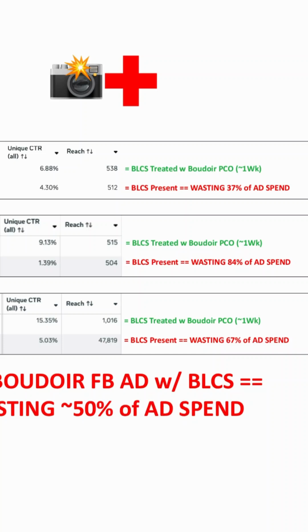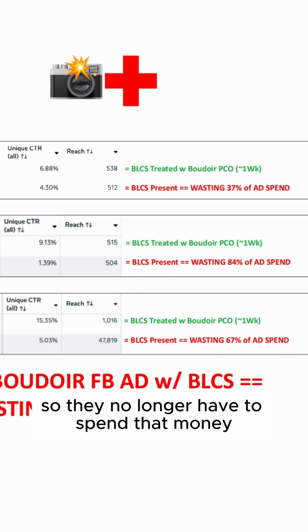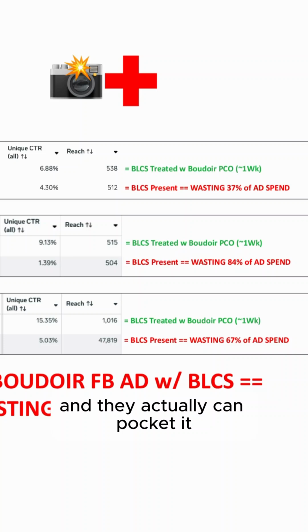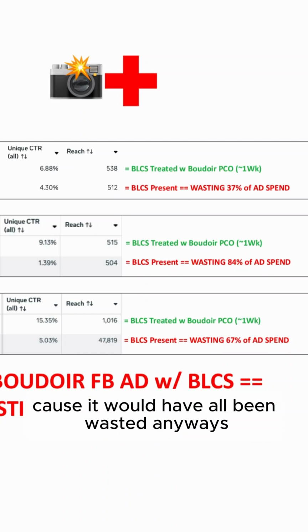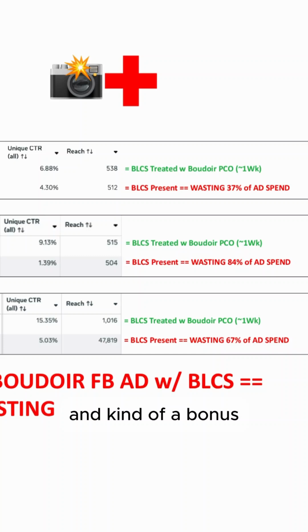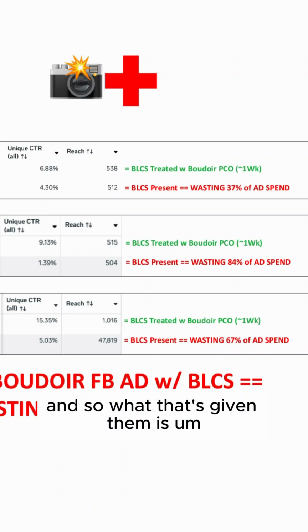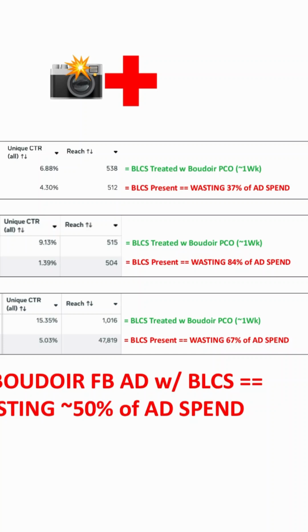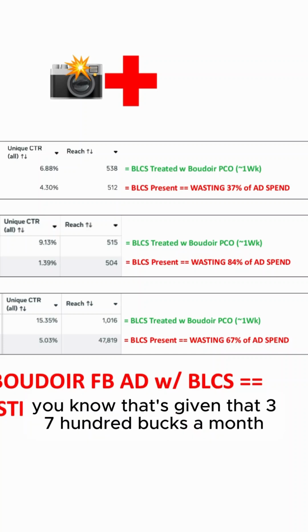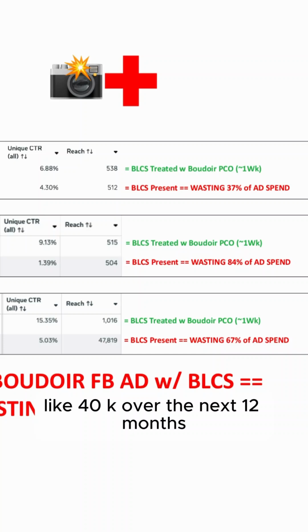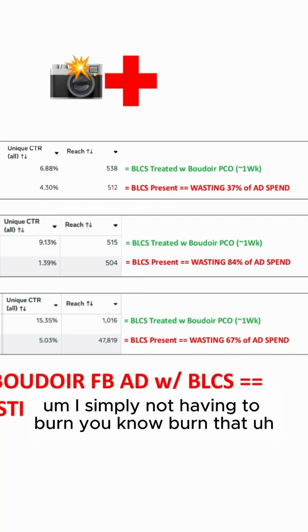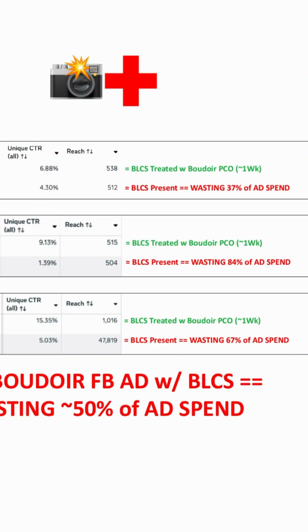And so they no longer have to spend that money, and they actually can pocket it kind of like a bonus, Boudoir Pico bonus. They just don't spend it because it would have all been wasted anyways. And kind of a bonus, $3,700 a month bonus. And so what that's given them is $3,700 a month, which is actually like $40K over the next 12 months, by simply not having to burn that cost.